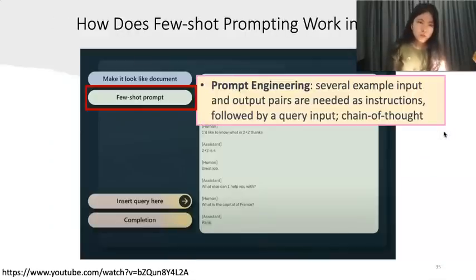So how do you design your prompt? This is something related to prompt engineering. So few-shot prompts will be several example input and output pairs, or query prompt and response pairs, that are given as instructions and followed by your query input. And you can also do chain of thought prompting. We will talk about it later.